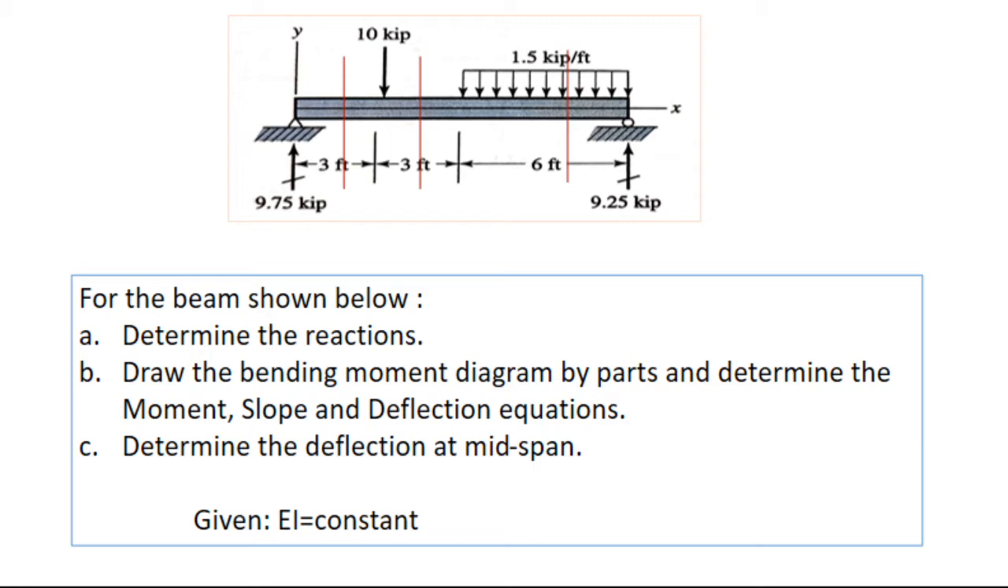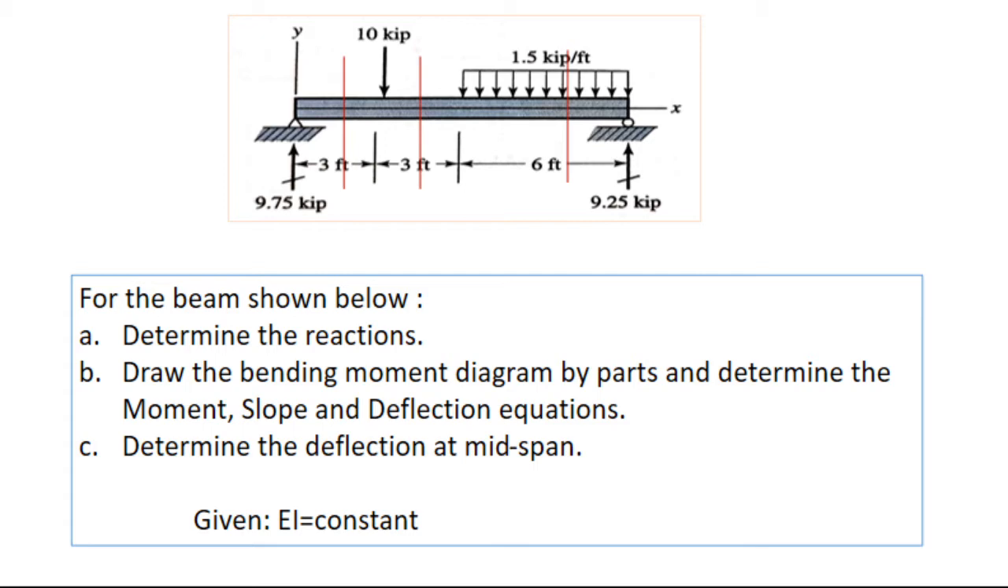From these three moment expressions, if you calculate d square y divided by dx square equals M, using this formula, you can write three moment curvature relationships. Then by double integrating, you can calculate the equation of the elastic curve for this beam. It will give you a lengthy calculation.